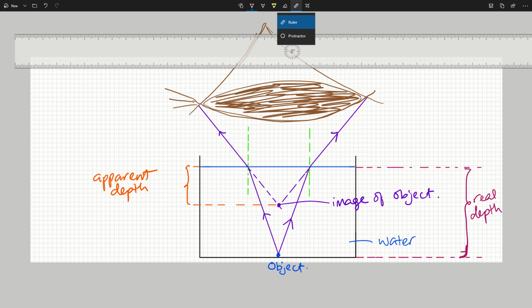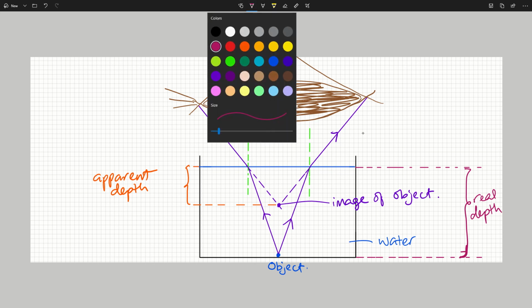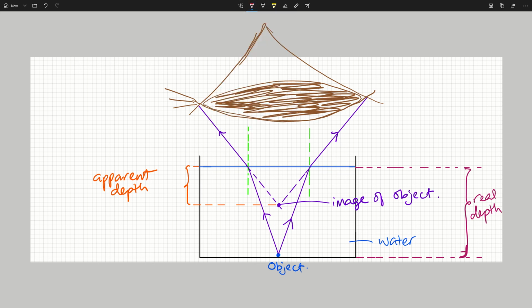So that's another way to calculate the refractive index of the medium. In this case it's water. So the refractive index of water refers to the real depth over the apparent depth. And I won't write water, I'll just say refractive index of medium equals real depth over apparent depth.